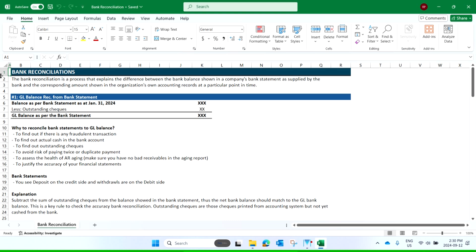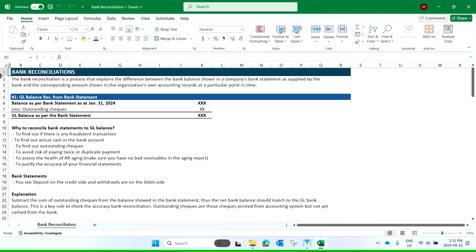So how do you do a quick formula for the bank reconciliation? I'll teach you very simple. What you need to do is you just go and look at the balance as per the bank statement at the end of, let's say, January 31st, 2024. You put it there. What is the balance you see on the bank statement? Because remember, your main document is your bank statement, not your GL. People are not going to believe your GL balance. First, they will go and look at the bank statement and see what is the balance they see on the bank statement.